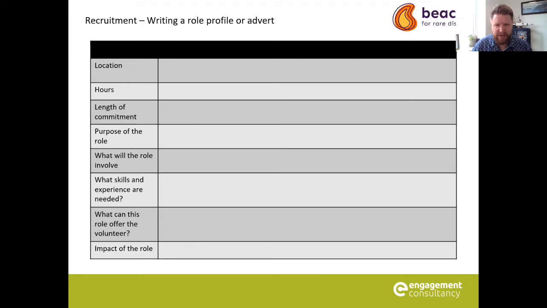Setting those expectations up front as well. So if you're looking for something specific, ensure that it's included in the role description, and this ensures that you and the volunteer are both clear about what is involved.